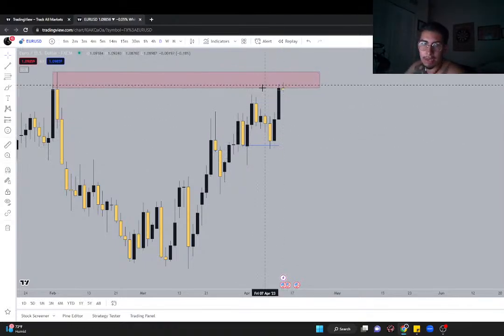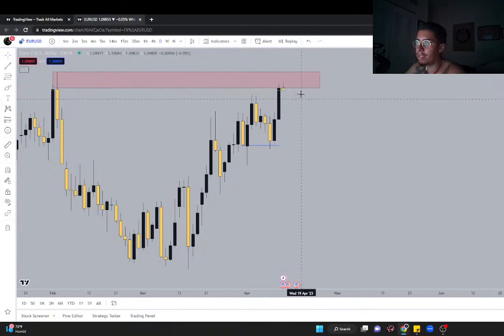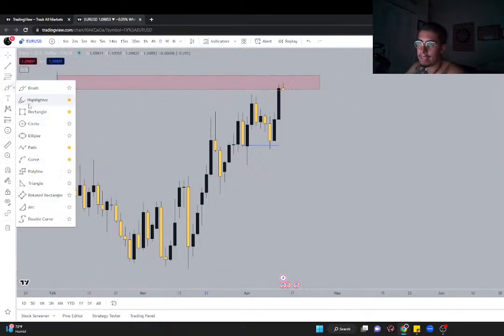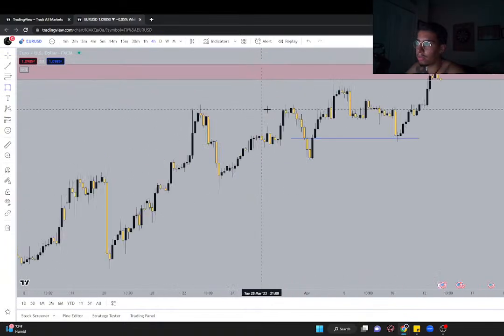Now what happens after we make that higher high? We're obviously going to make a higher low point, right? So we have to ask ourselves where potentially we could hit that higher low point. So let's drop down to the H4.